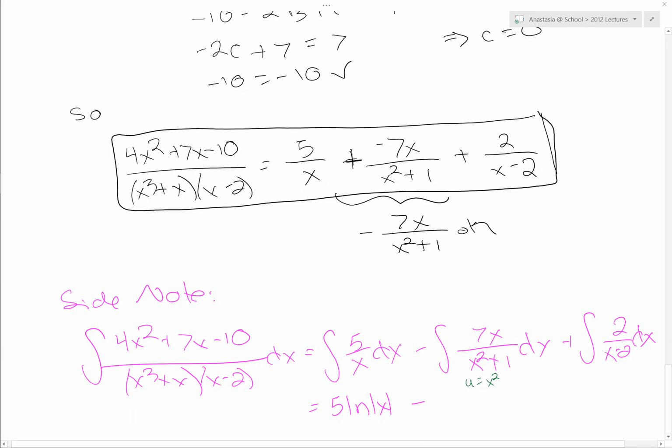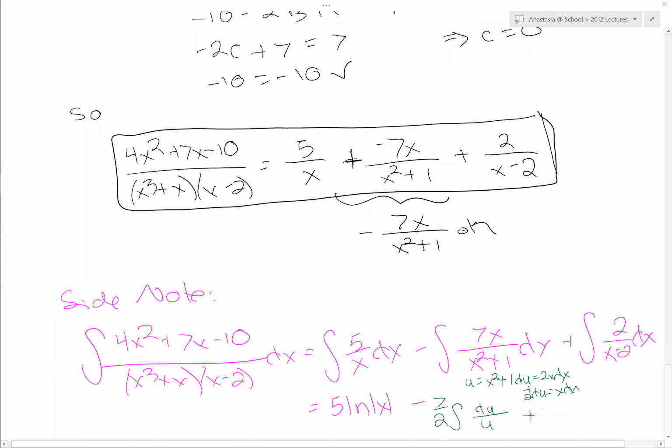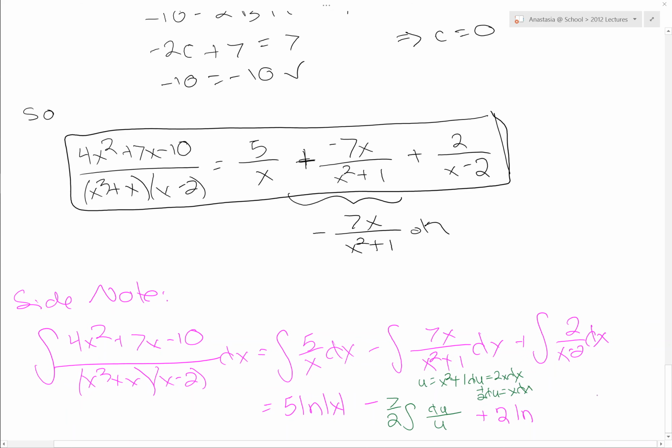U would be equal to x squared plus 1, du would be 2x dx, dividing by the 2, we would get a 1/2 du equals x dx. So we end up with 7/2 integral of du over u. And then we'll have plus 2. You could think of doing a simple substitution for the denominator there, but it's simple enough that I wouldn't require you to write it out. So this ends up being 2 natural log absolute value of x minus 2.